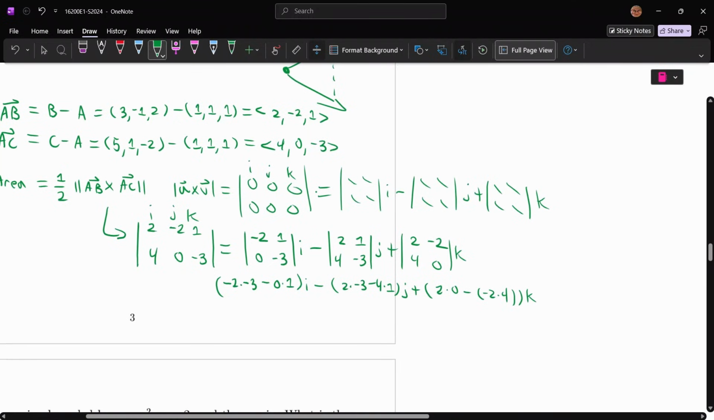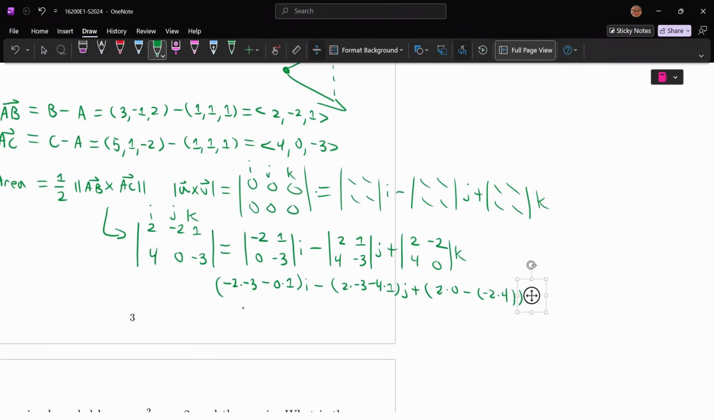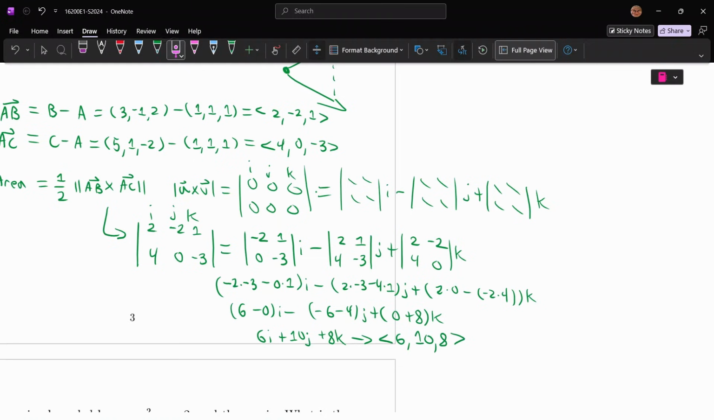And then simplifying this, we're going to end up with a vector in equation form. So after you simplify this, you should end up with 6 minus 0 times I, minus -6 minus 4 times J, plus 0 plus 8 times K. And so then this is going to become 6I plus 10J plus 8K, I believe. I think, yes. Okay, yeah. And so then this is the vector in equation form, and then turning it back into its coordinate form, this is going to turn into 6, 10, and 8. And so this is going to be the vector that we came up with using the cross product.